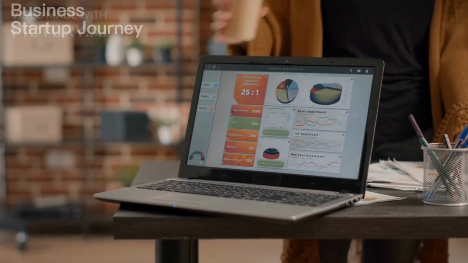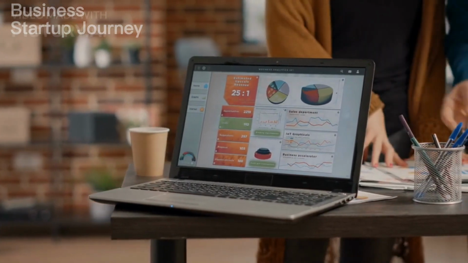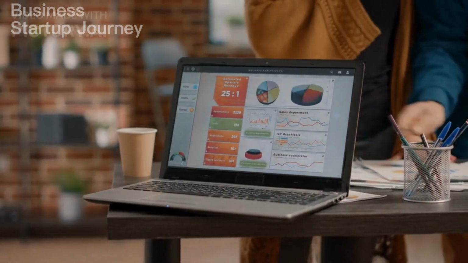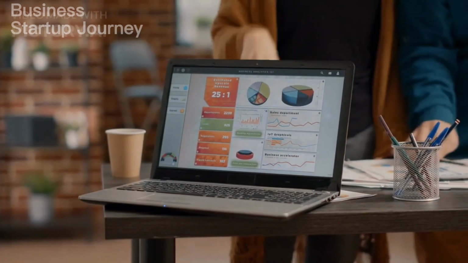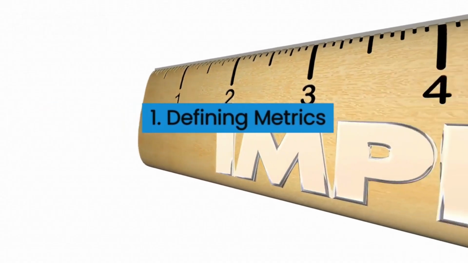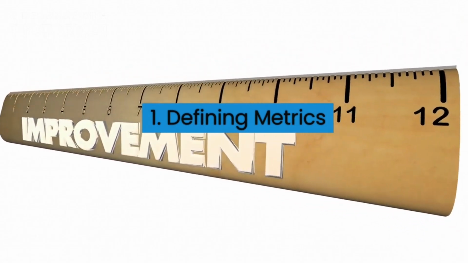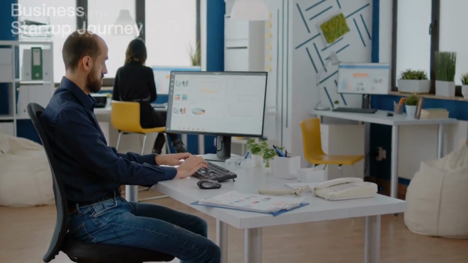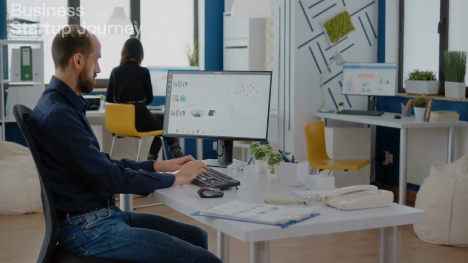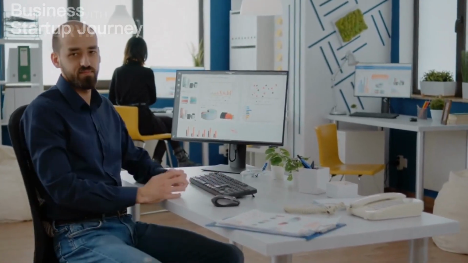Let's analyze results and delve into an important topic: analytics in marketing and sales. Here are some key aspects of analytics and measuring results. 1. Defining metrics. First, define the most important metrics for you. These could include conversion rates, website visits, time spent on site, link clicks, revenue, cost per acquisition, etc.